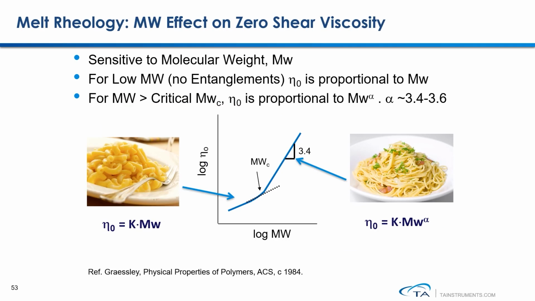If your polymer contains short chains, which do not have entanglement, you will see that the measured zero shear viscosity is linearly proportional to its molecular weight. However, if your polymer contains long chains and also has entanglement, then its measured zero shear viscosity follows a power law relationship to its molecular weight. The power law exponent alpha, depending on the polymer, varies from 3.4 to 3.6. The K value depends on the type of polymer you are analyzing.